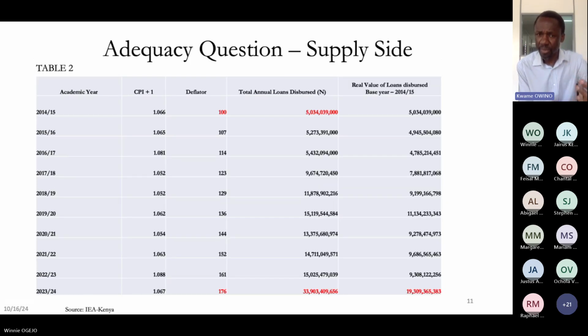One of the things we've determined is that while you're spending the same amount, inflation is eating up how much money is being dedicated to the supply side, which is loans. You can see it was 5 billion in 2014. It's 33 billion in 2023-24. But if you adjust for inflation, it's just grown by 3.8%, but the number of students has gone up almost 7 times, from 112,000 to about 600,000 last year.